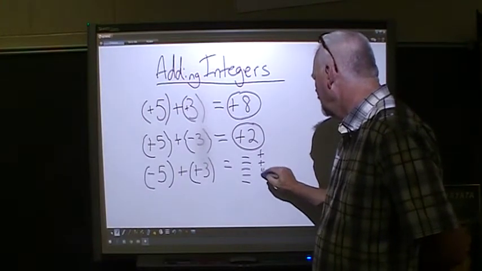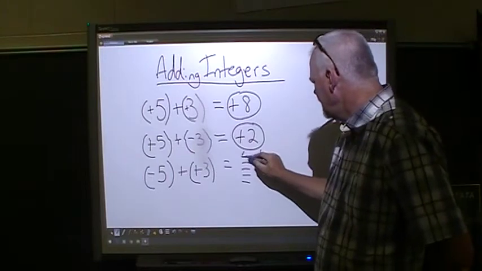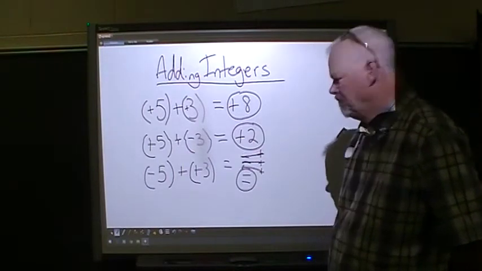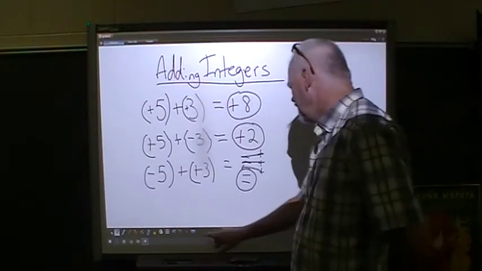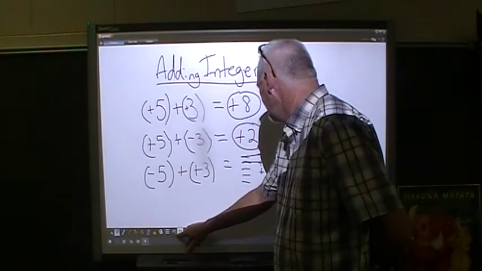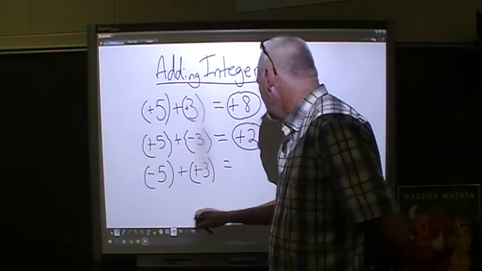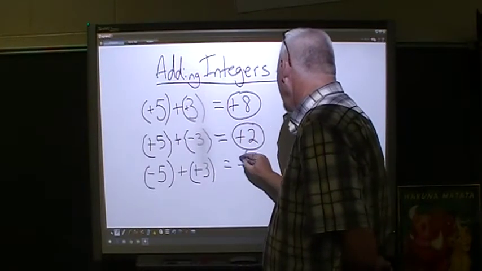1, 2, 3. We know that they cancel each other out. Gone, gone, gone. We're left with 2 negatives this time. 2 negatives, okay? Whoa, one arrow. So our answer is negative 2.